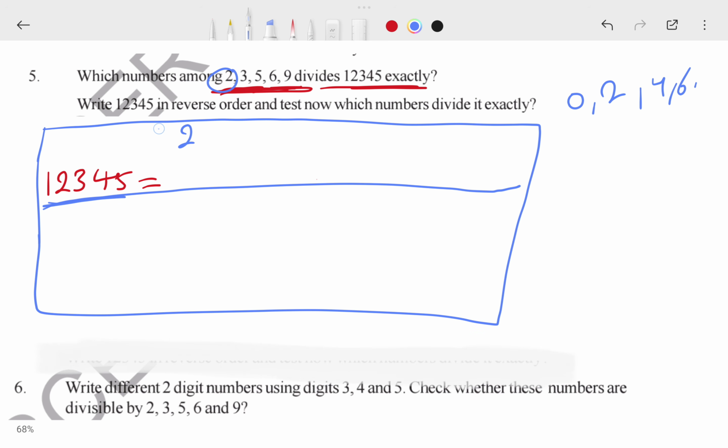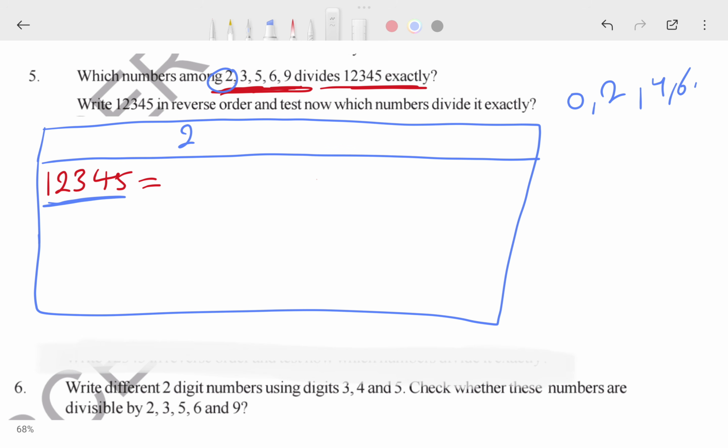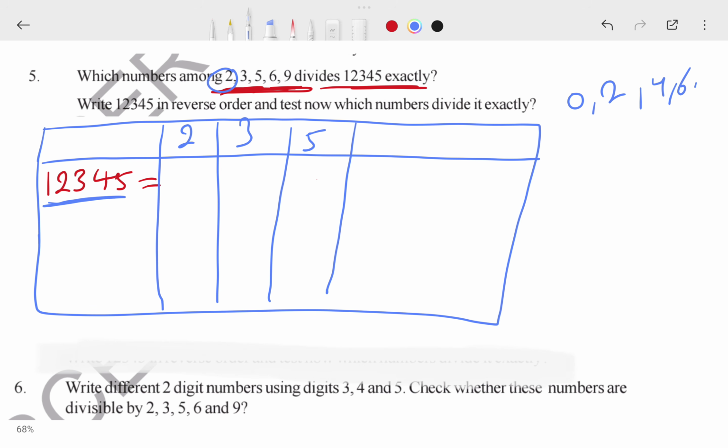This is given already. This is 2. We don't need this line. This 2 is there, and write the 3, then write the 5, then write the 6, and then write the 9. Now let's check it out.